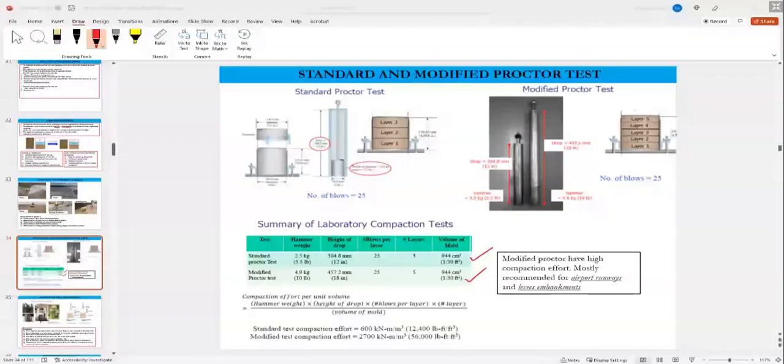So let me ask you, I'm building a road and I'm building a ramp for planes. Okay, both connected. Which one do you think I'm able to produce the moisture density relationship using the modified, and which one do you think I'm likely to use standard?